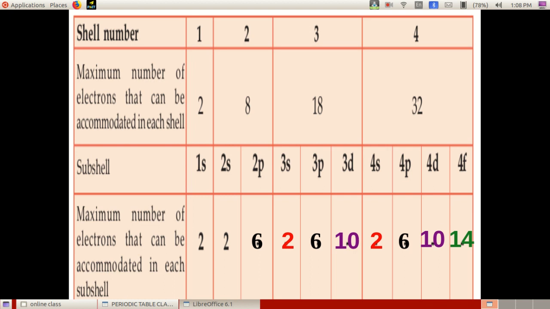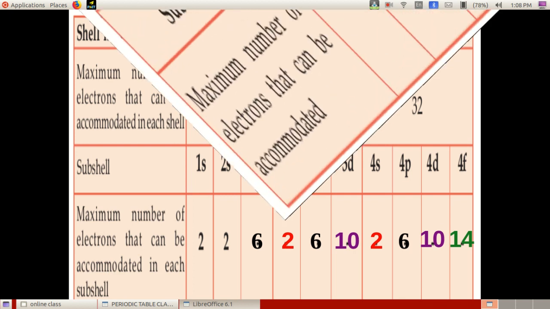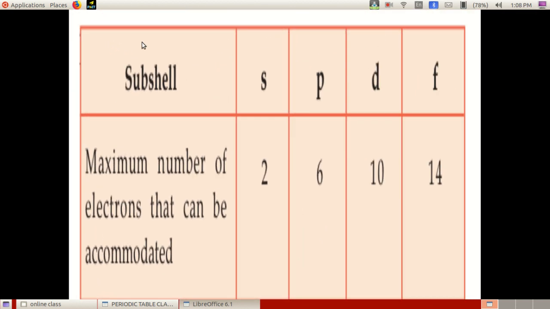The maximum number of electrons that can be accommodated in each subshell is given in the table. See the table. s2, p6, d10 and f14. In the textbook, table 1.4 is given. Complete the table and write it in your notebook.